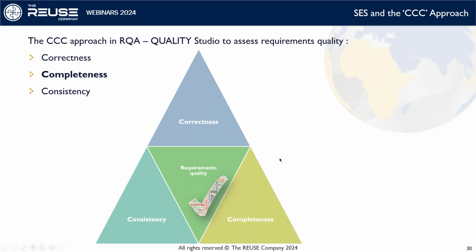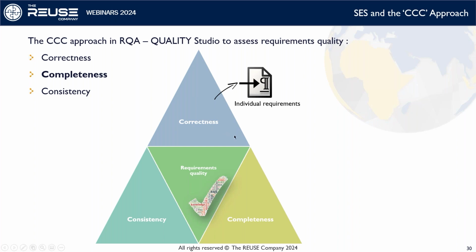So we need these three dimensions. The main difference between correctness and the two others is that correctness is evaluating individual requirements. So aspects such as the syntax, the traceability of one single requirement to other assets, the fact that one attribute is empty.